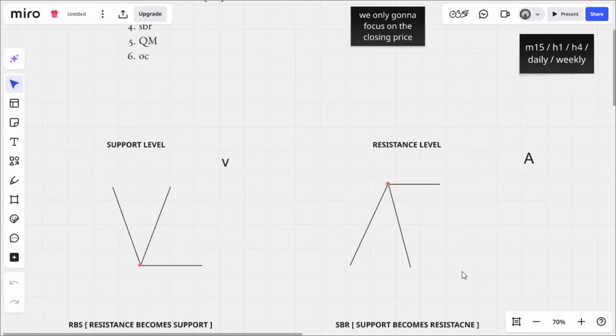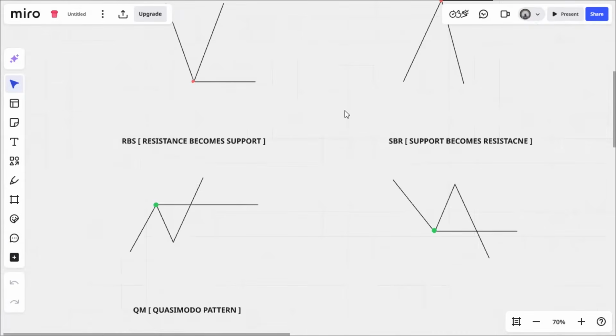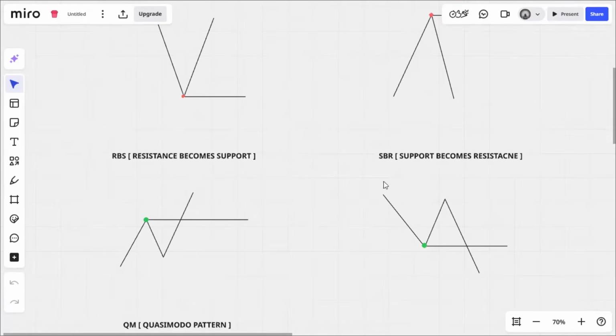These are the basic levels in MSNR, the most basic thing in MSNR, so we are mostly gonna trade from these areas. Let's talk about the RBS levels and SBR levels.